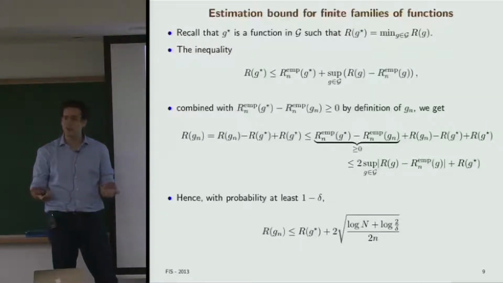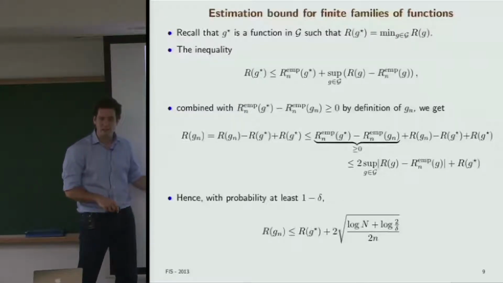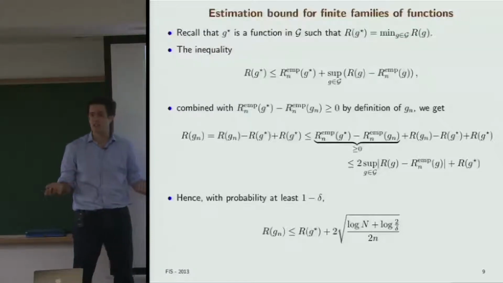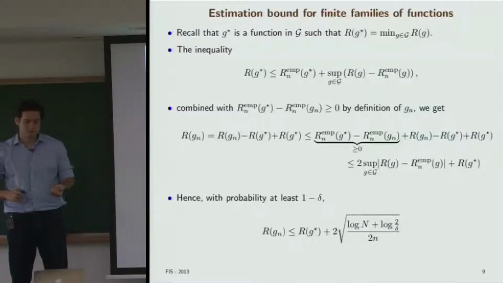Okay? If I give you an algorithm which is such that the true risk of my estimate is smaller than R of G star plus a very small quantity, it's an excellent algorithm. It's really a very, very good algorithm. So this is what we're trying to understand.